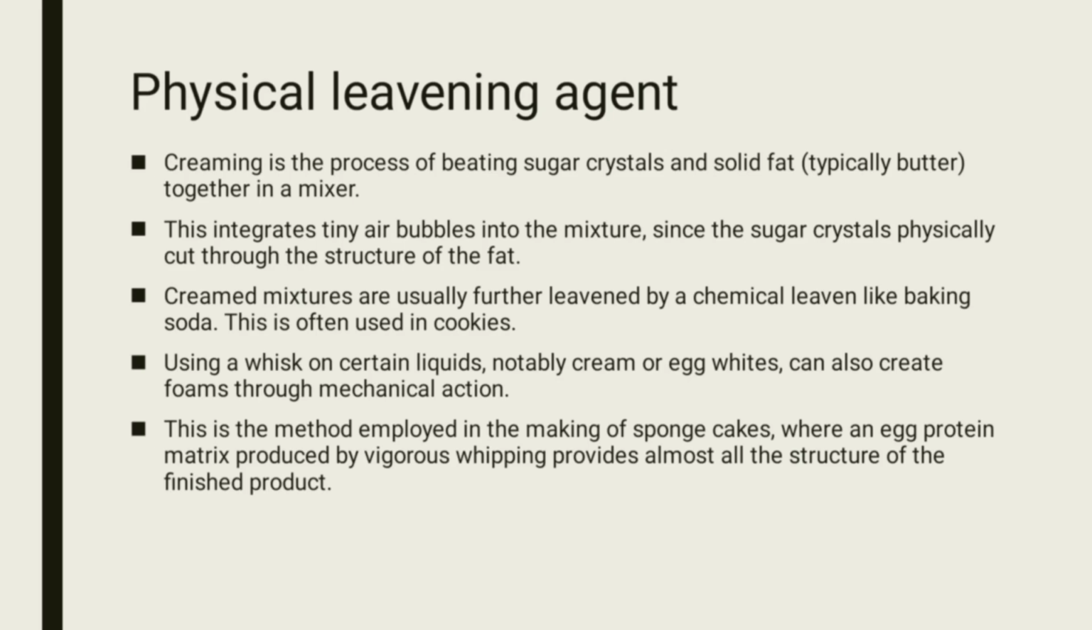Using a whisk, certain liquids, notably cream or egg whites, can also create foams through mechanical action. This is the method employed in the making of sponge cakes, where an egg protein matrix produced by vigorous whipping provides almost all the structure of the finished product.